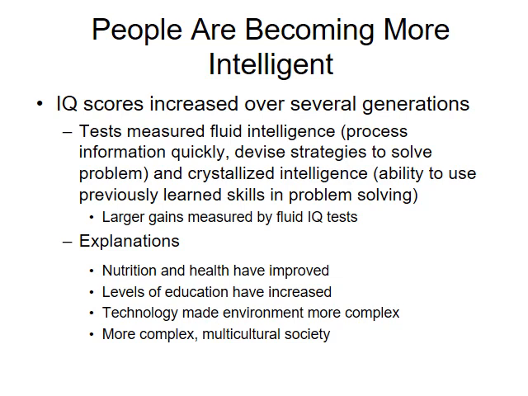IQ scores increased over several generations, the idea that people are becoming more intelligent. In your next slide, I'll reference the Flynn effect, but we'll talk about it here. So when we look at this, tests measured fluid intelligence, your ability to process quickly, versus crystallized intelligence, which requires you to learn the solid information that you knew before. Usually larger gains are measured by fluid IQ tests. The reason that we've seen larger gains: better nutrition, levels of education, greater technology, and again, we're a much more complex and multicultural world, so we have access to other people.